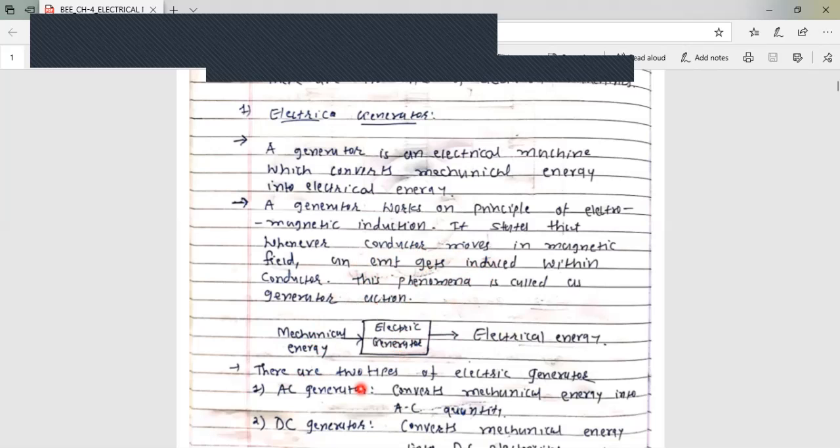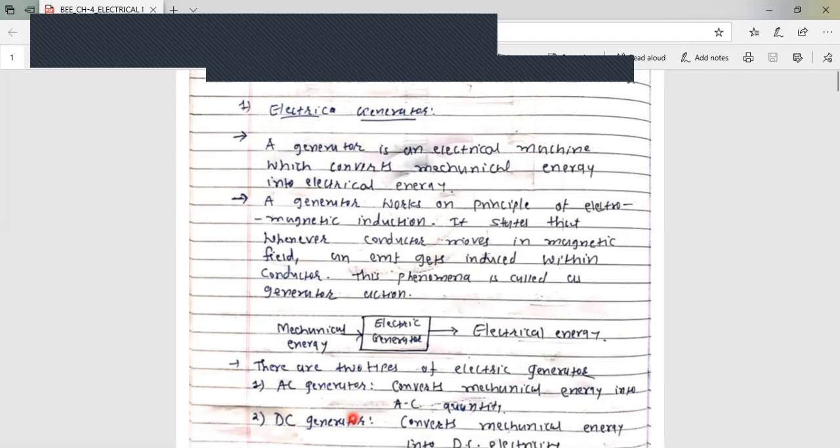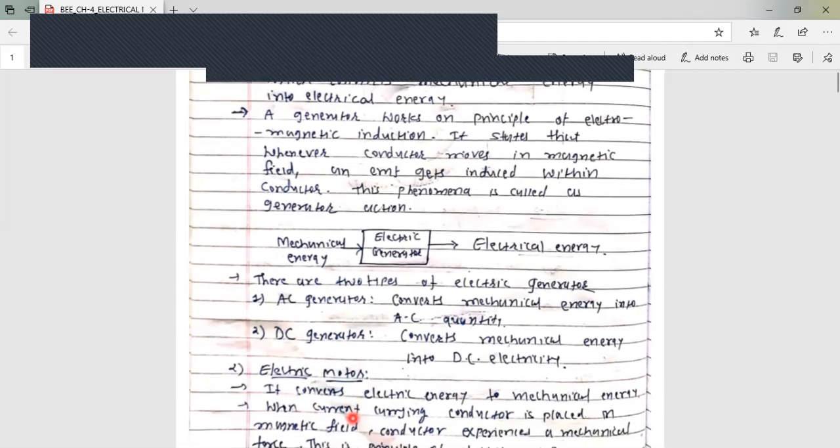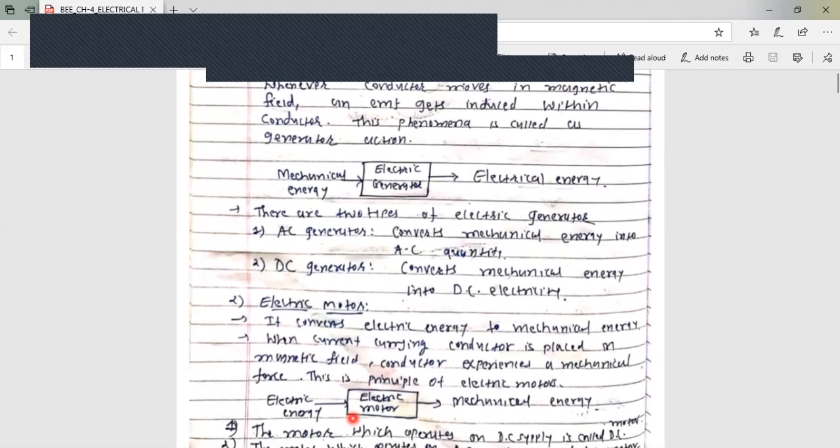Now there are two types of electric generator, AC generator and DC generator. A generator which converts mechanical energy into AC voltage or AC current is known as an AC generator. And second, the DC generator: a generator which converts mechanical energy into DC voltage or DC current is known as a DC generator.